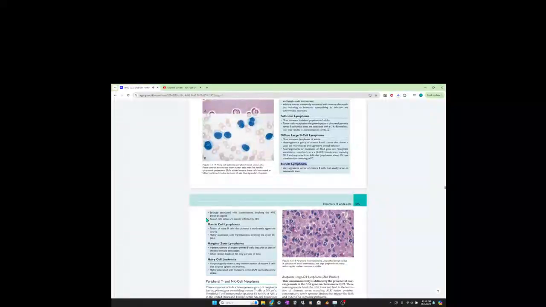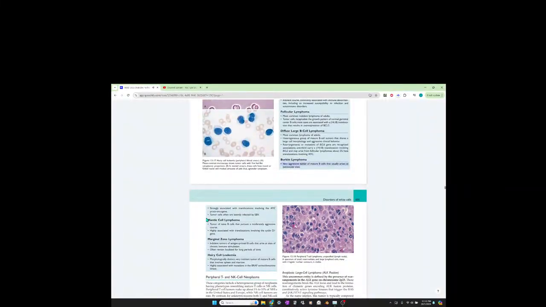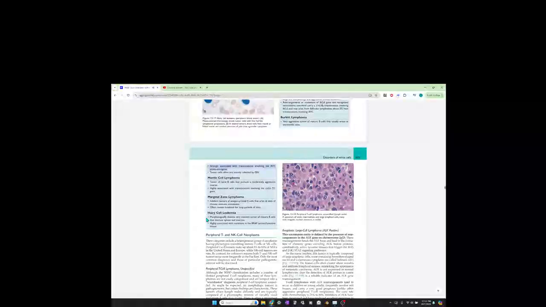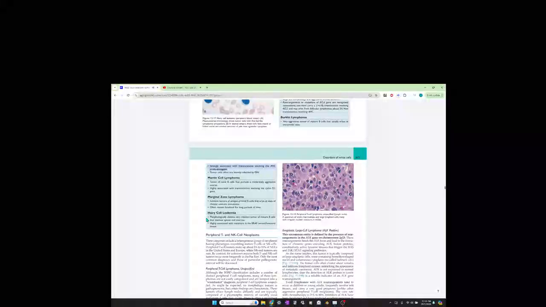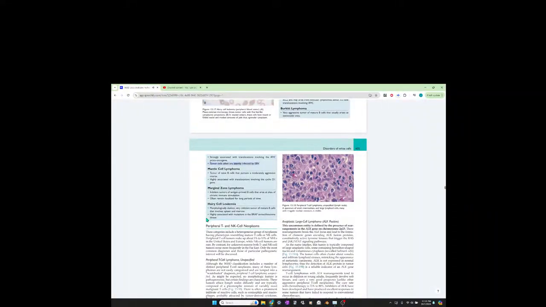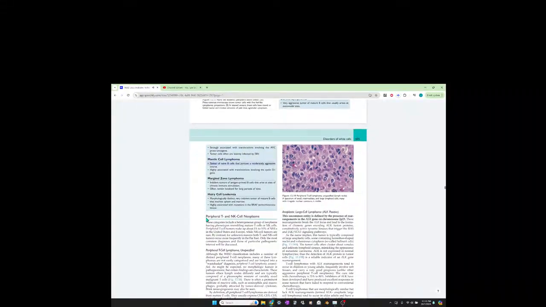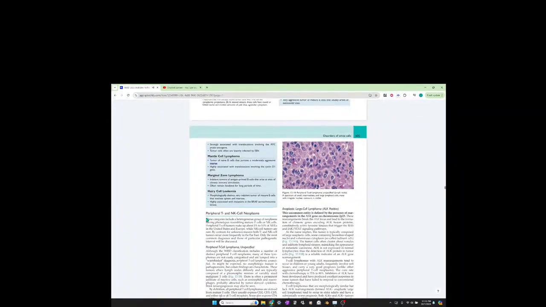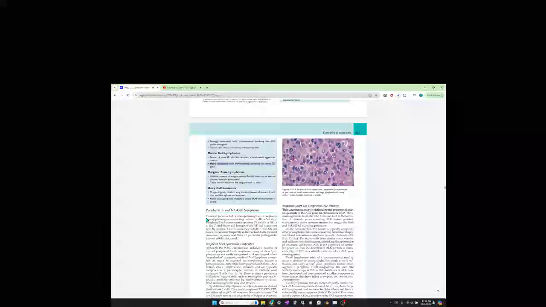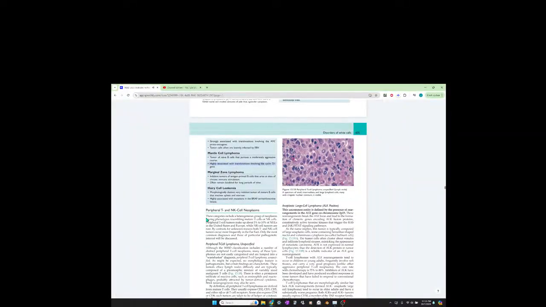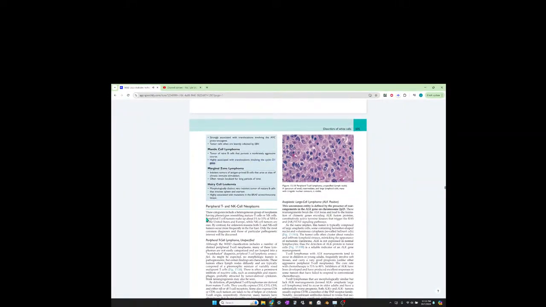Burkitt lymphoma. Very aggressive tumor of mature B cells that usually arises at extranodal sites. Strongly associated with translocations involving the MYC proto-oncogene. Tumor cells often are latently infected by EBV. Mantle cell lymphoma. Tumor of naive B cells that pursues a moderately aggressive course. Highly associated with translocations involving the cyclin D1 gene.